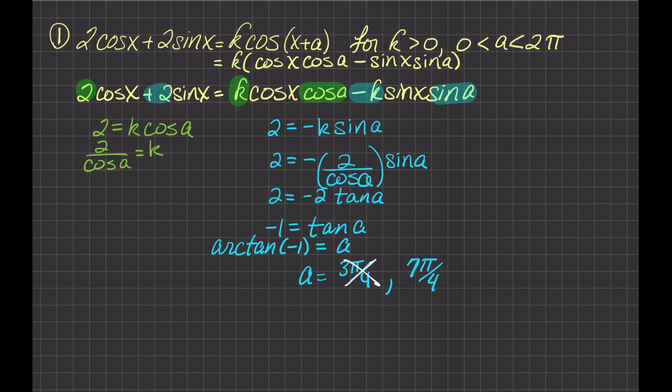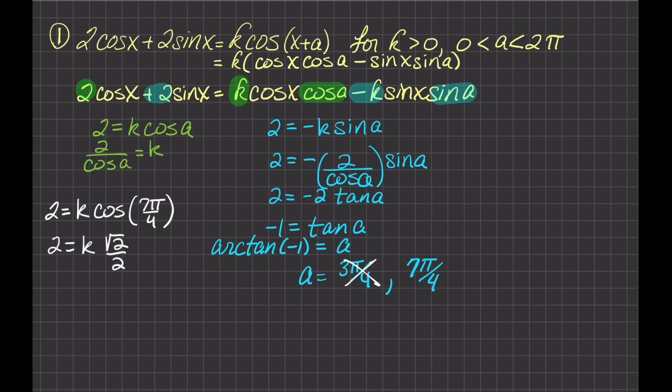So again, with our first equation, 2 is equal to k times the cosine of, this time, 7 pi over 4. So the cosine of 7 pi over 4 is equal to the square root of 2 over 2.